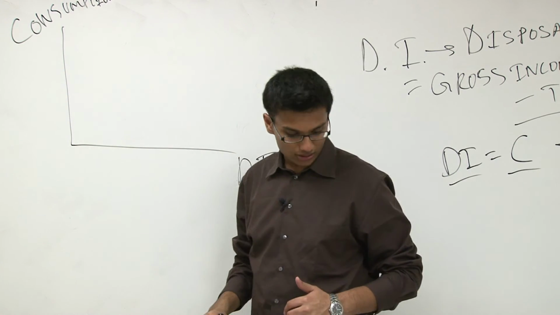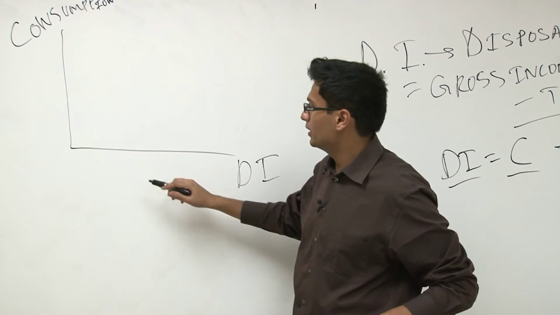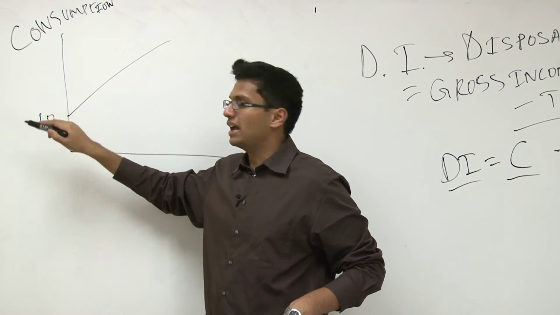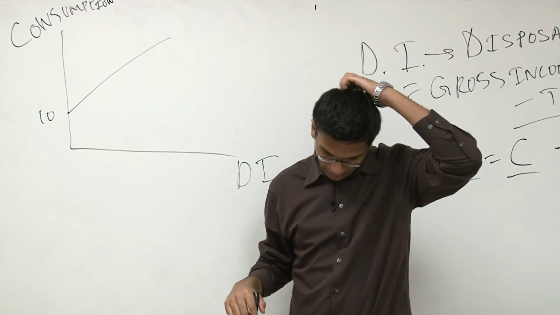All right, you have consumption. So you have this consumption function, all right? And it starts off from a point. Let's call it 10 for our example. I just made that up, all right?